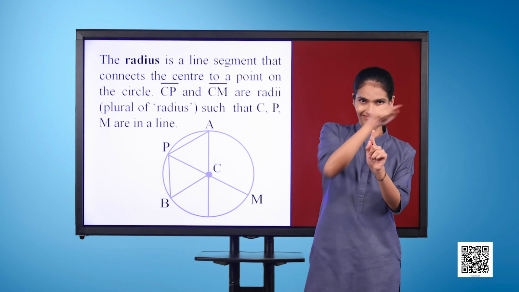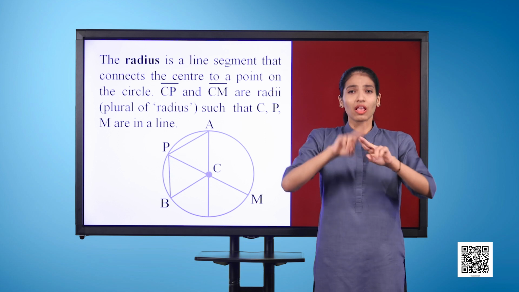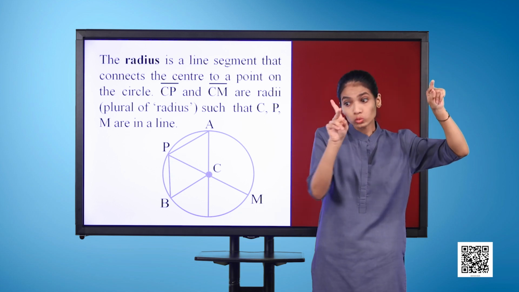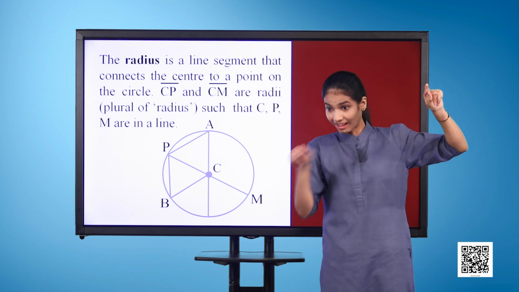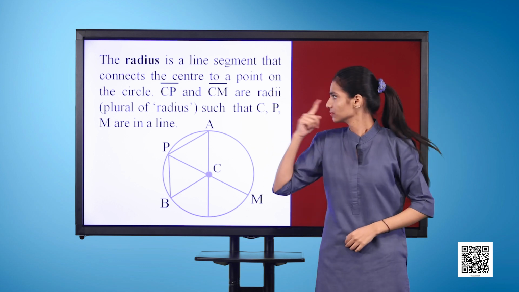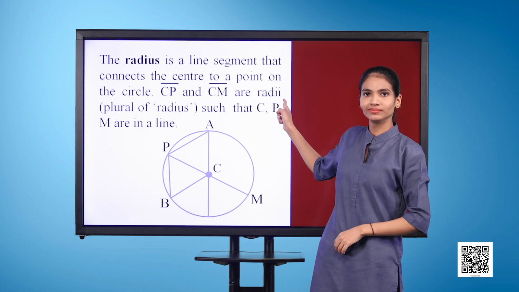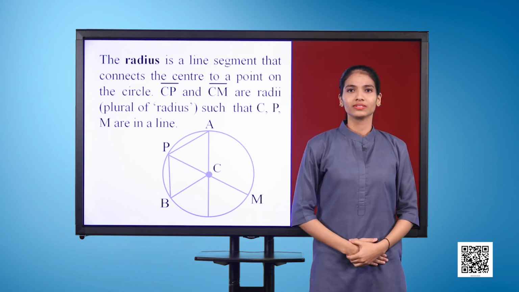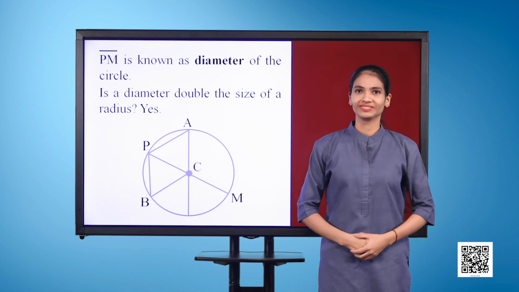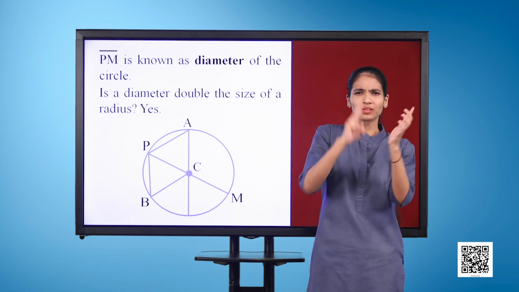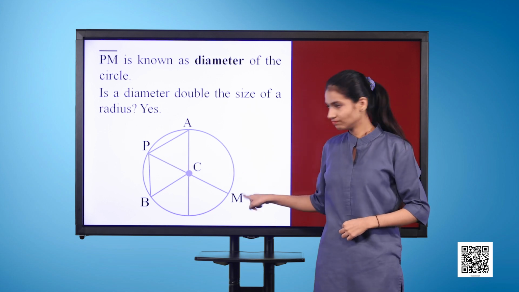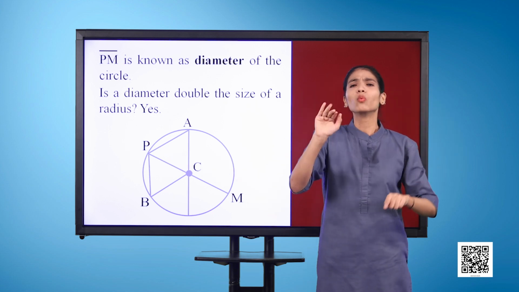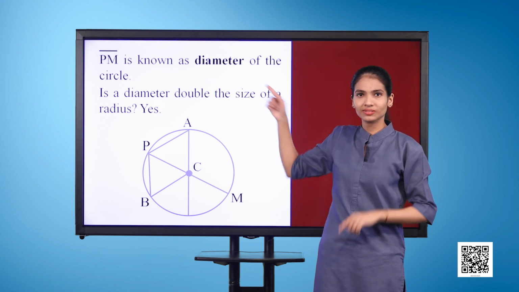The radius is a line segment that connects the center to a point on the circle. CP and CM are radii, which is plural of radius, such that C, P, M are in a line. PM is known as diameter of the circle. Is a diameter double the size of a radius? Yes.